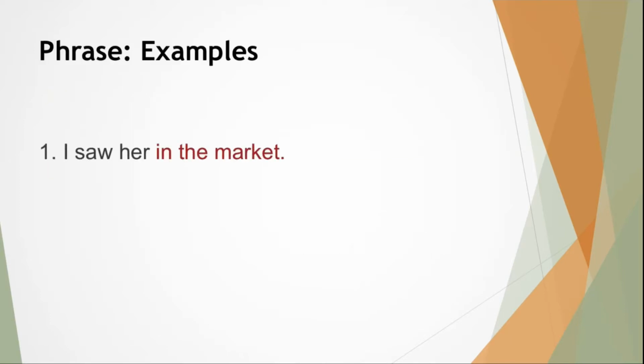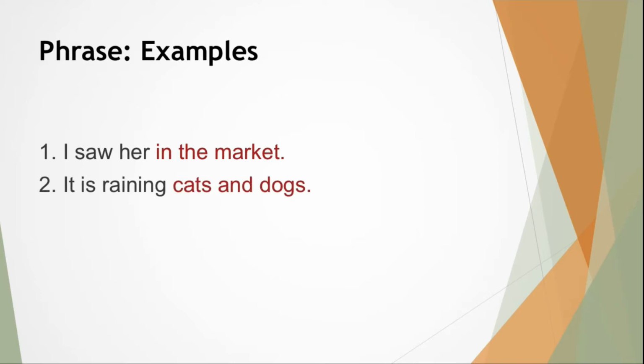So the first example is, I saw her in the market. Alright, so I is the subject here, saw her is the predicate, it constitutes of verb and object. In the market is the information, the extra information. So phrase like in the market cannot exist on its own. It will not convey any meaning. However, when we add it to the sentence I saw her, the meaning goes better. Alright? It is more precise.